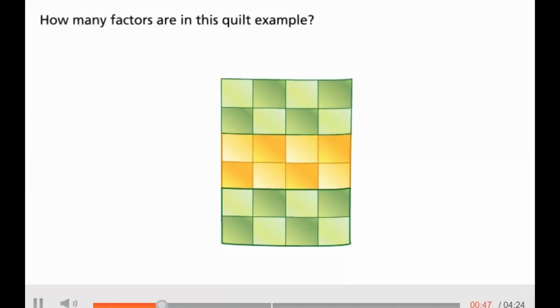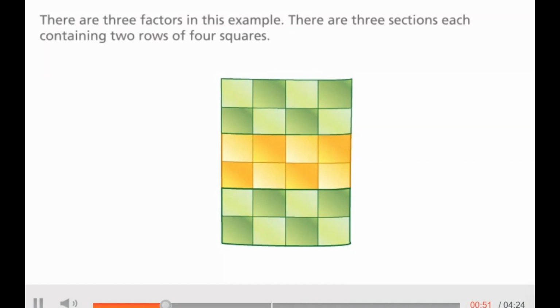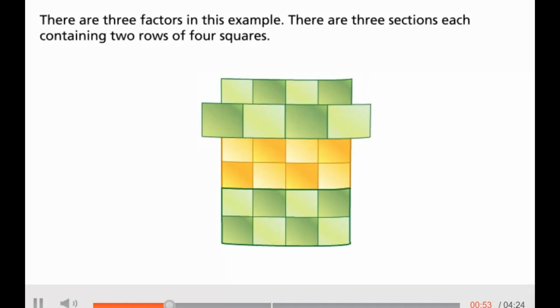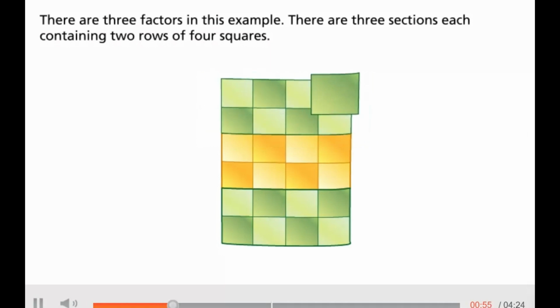How many factors are in this quilt example? There are 3 factors in this example. There are 3 sections, each containing 2 rows of 4 squares.